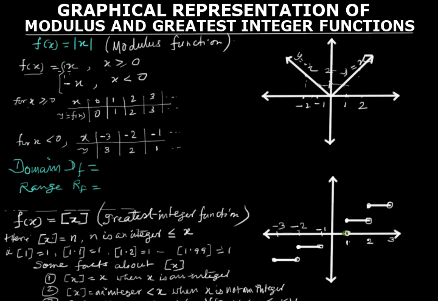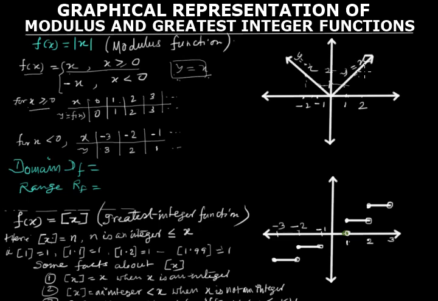By definition, f(x) equals x when x is greater than or equal to 0. So when x is greater than or equal to 0, we make the graph y equals x, and it behaves like an identity function, y equals x. If you take 0, y is 0. If you take 1, y is 1. If you take 2, y is 2. If you take 3, y is 3. So the points are (0,0), (1,1), (2,2), (3,3).